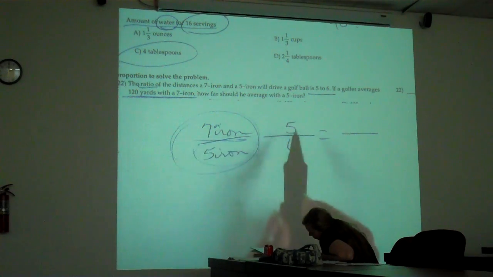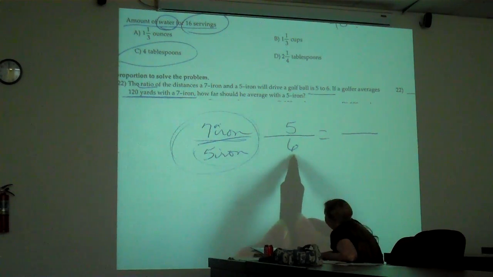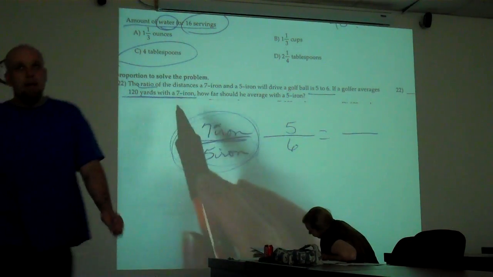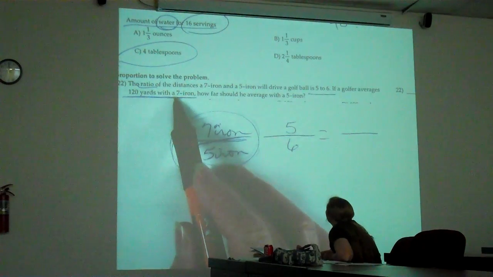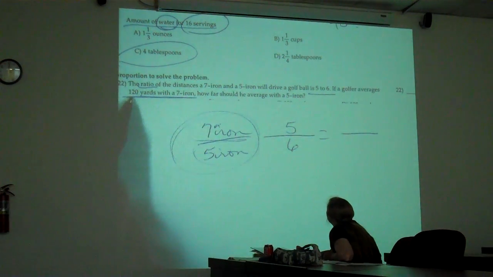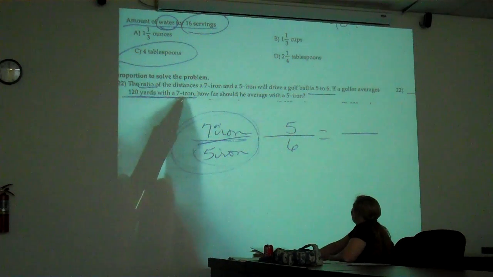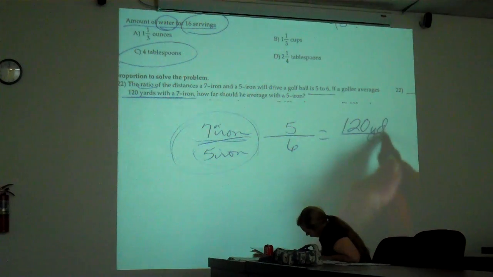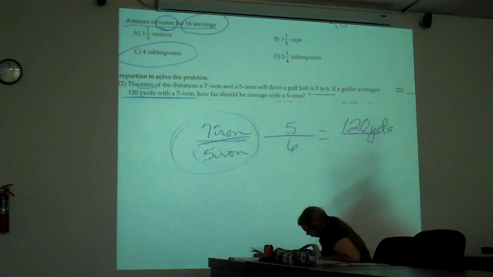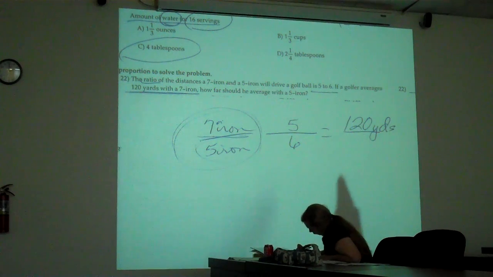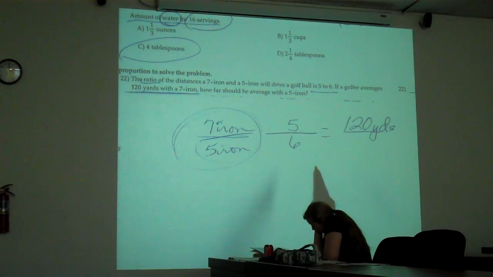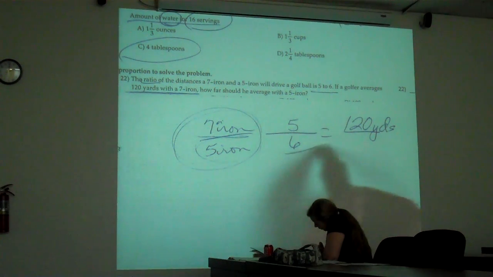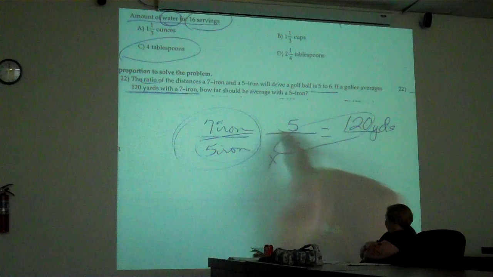The 7-iron will make it go 5 and the 5-iron will make it go 6. The 5-iron makes it go farther. So if we know how far it goes with the 7-iron, we know the other one will be farther. So we're going to put 120 yards where the 7-iron is, on top. You have to put this so you know where to put it. Otherwise, I've seen a lot of people mess up on this problem. So pay attention: 120 times 6, and then divide by 5.